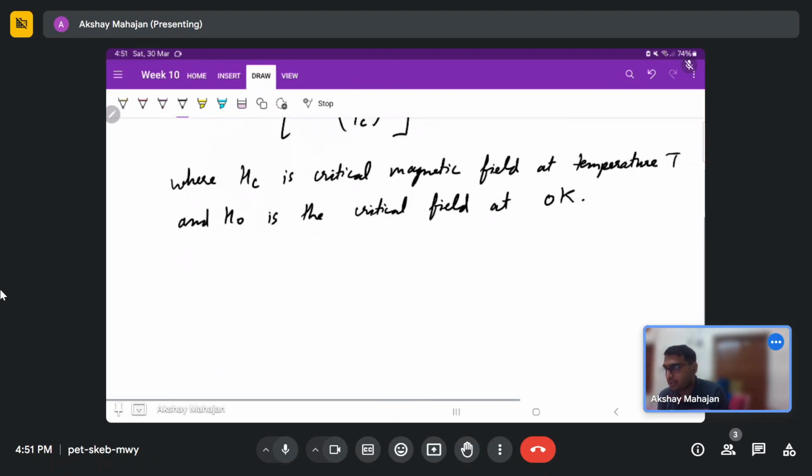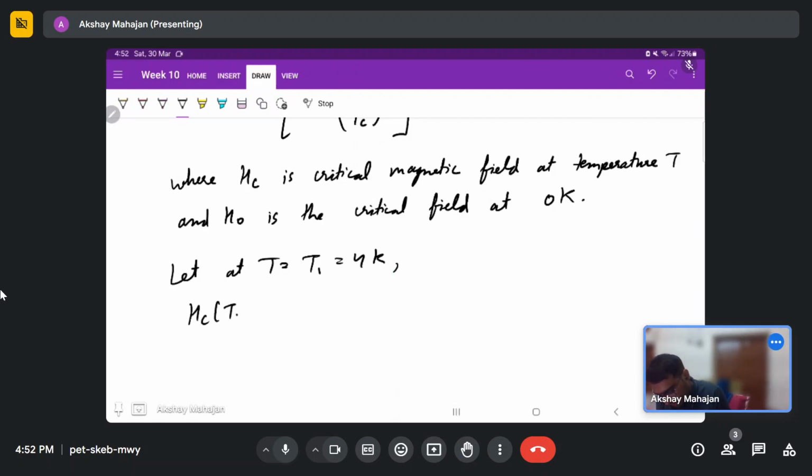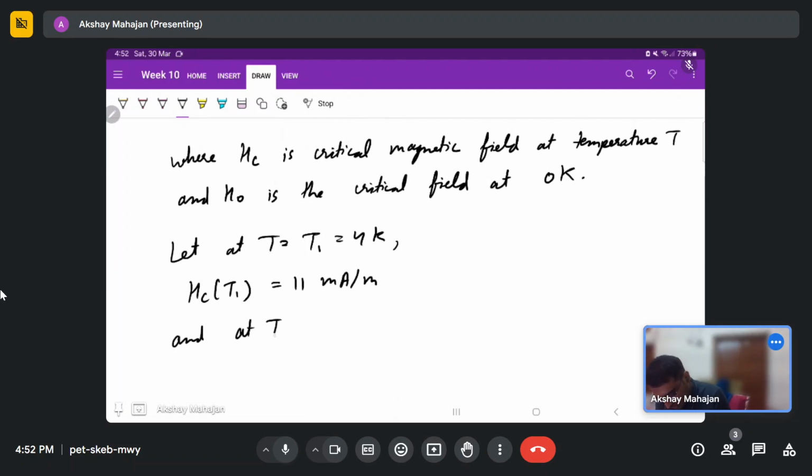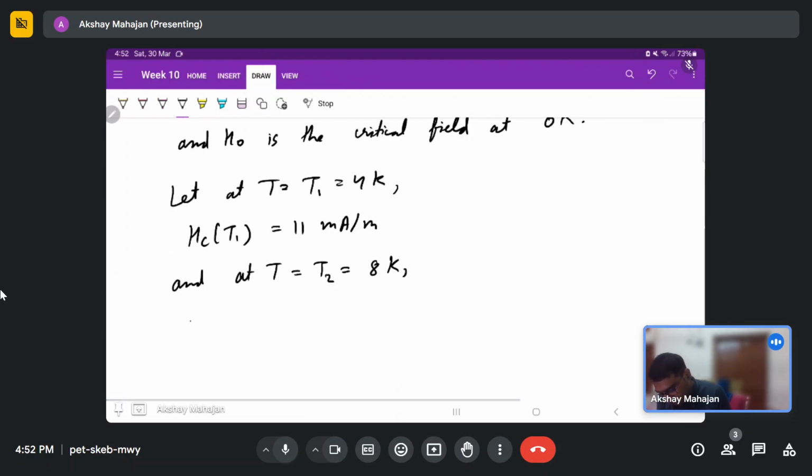Okay, so let at T equals T1 equals 4 Kelvin, now this critical field, it is given to us 11 milliampere per meter, and at T equals T2 equals 8 Kelvin, our critical field, okay, this is given to us 5.5.